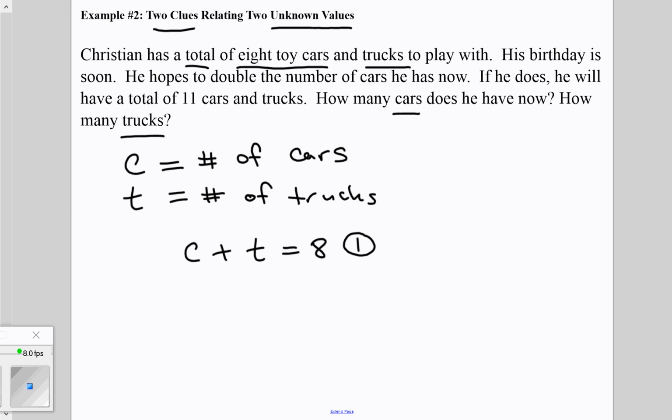There's another sentence in this problem that relates cars and trucks, and it says that he hopes to double the number of cars he has now. So double the cars, and if he does, he will have a total of 11 cars and trucks. So if he doubles the cars plus the trucks that he has, it will equal the number 11. Okay, and now you've created a system of equations that can be solved using substitution, elimination, or graphing to find the number of cars and trucks that he has now.